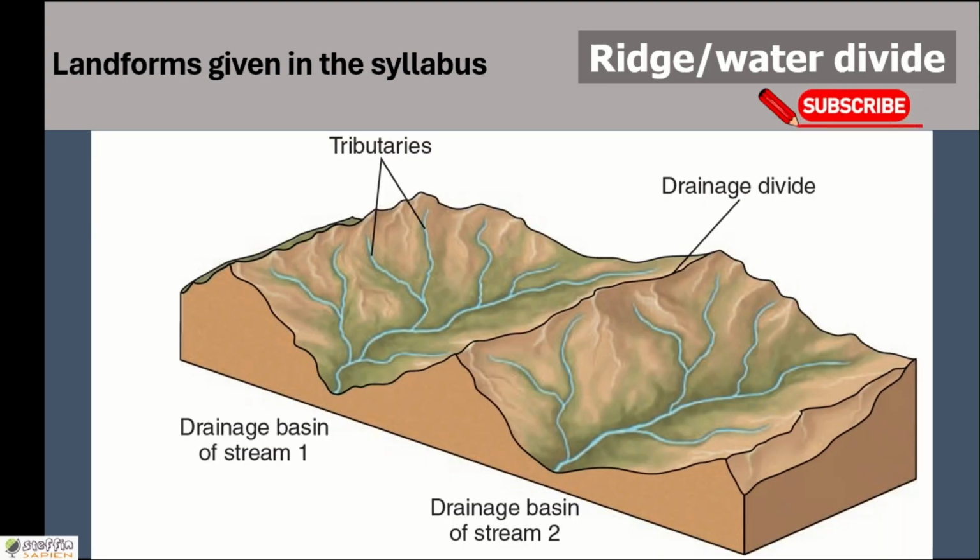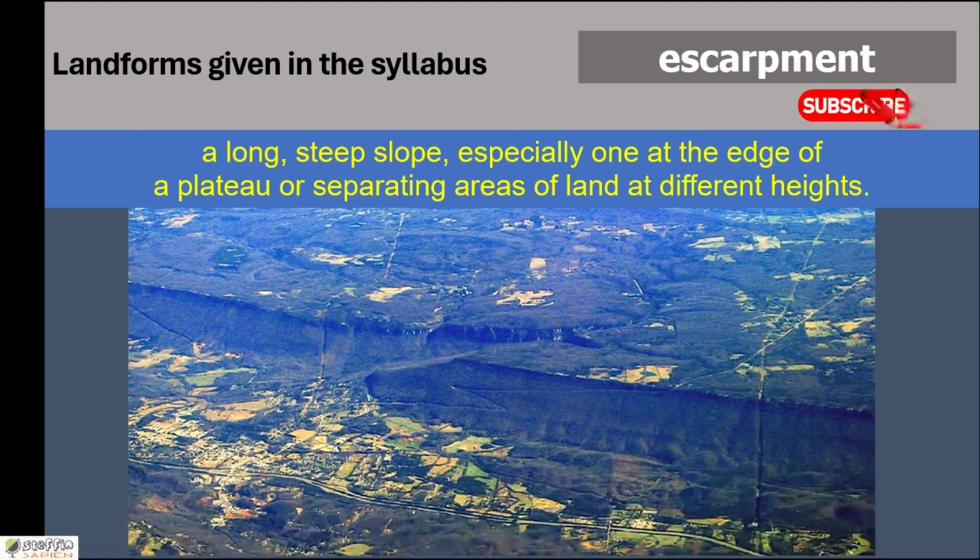Here in this picture, there are two drainage basins, and the line which is separating these two drainage basins is a ridge or a drainage divide or a water divide, or sometimes it is also called a watershed. The black line towards the left side of the diagram is another ridge. Now the last landform is escarpments.